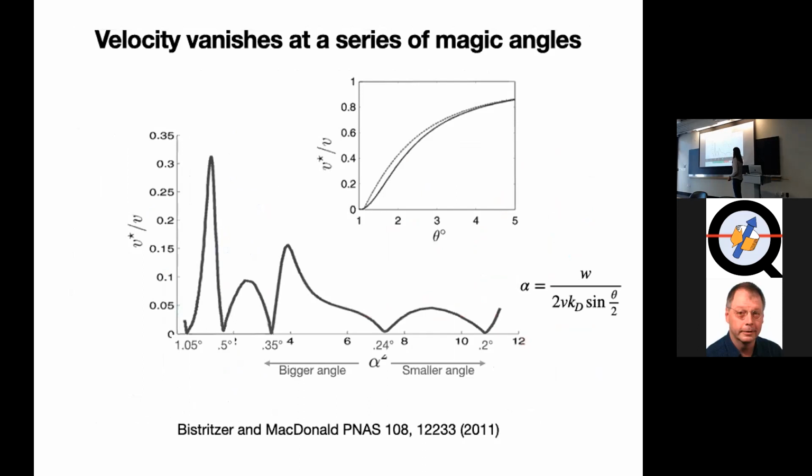One of the points that I'm going to come back to is that all of the physics that's been observed so far is at the first magic angle, but Bistritzer and McDonald predicted a series of magic angles where the velocity vanishes. That's one of the things, like I said, I'll come back to. This largest angle is around 1.1 degrees, then it's around half a degree. This is the prediction from their model at least. So the angles get quite small.